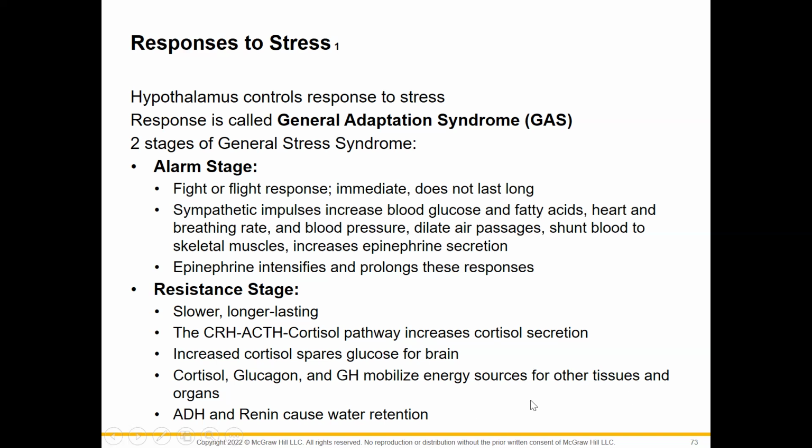ADH and renin will then cause retention of water so that you can maintain the amount of fluid in your bloodstream, so that you have adequate blood to take adequate oxygen throughout the body to help you to run away from the Rottweiler.